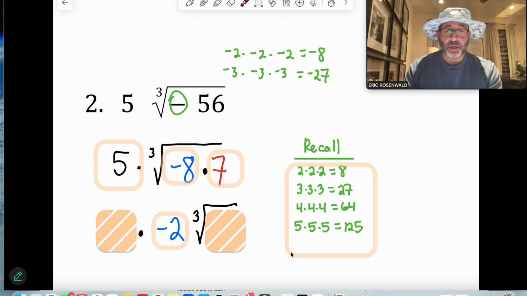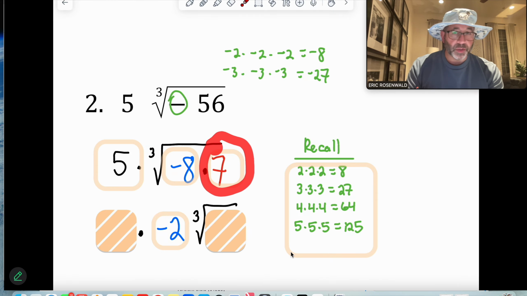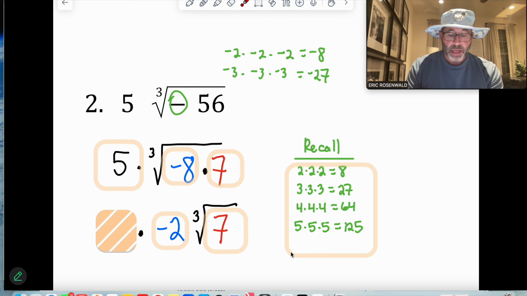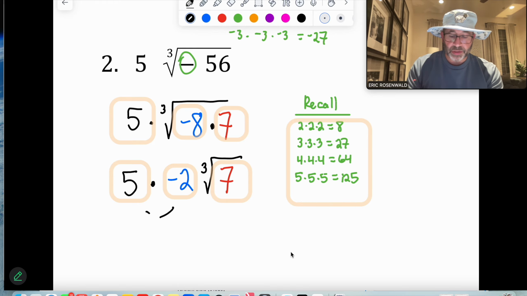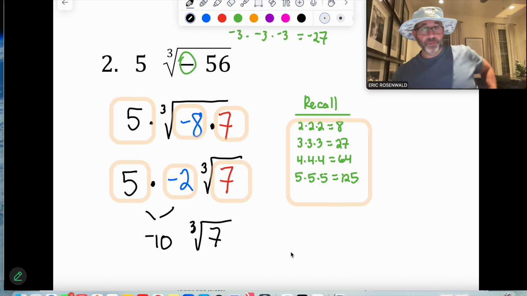Sorry, I put the 5 out there because, again, we haven't done anything with it yet. The 7 that's right here, we can't do anything with it, so it just stays on the inside. And then the 5 comes down. And then from here, we can go ahead and finish up the problem by putting things together. These are going to turn into a negative 10, and then we're going to have a cube root of 7. And that's it. You're done.